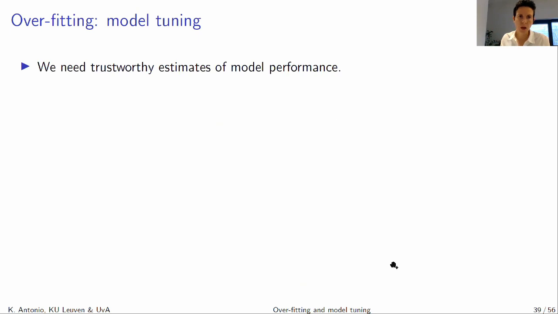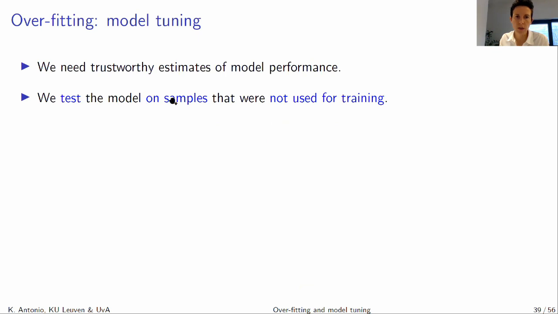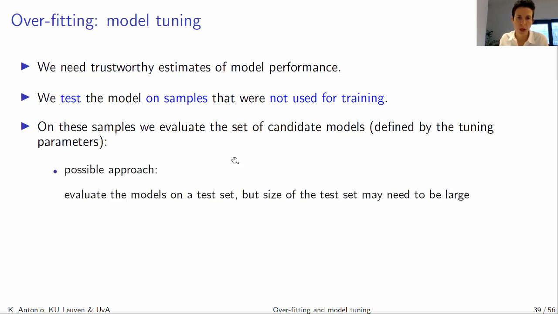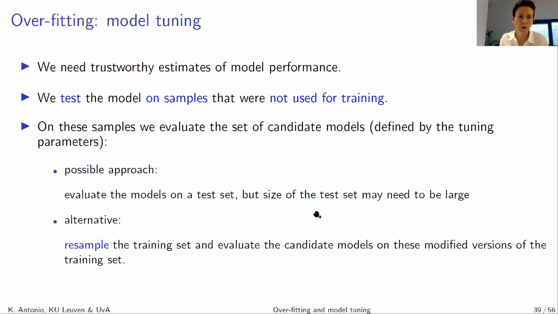Okay, so we'll need trustworthy estimates of our model performance. We're going to test the model on samples not used for training. And on these samples, we're going to evaluate the set of candidate models defined by the tuning parameters. You can do that with a single test set, or you can do that with resampling the training set, evaluating the candidate models on these modified versions. That's what I'm going to explain next, how to work with this resampling idea.